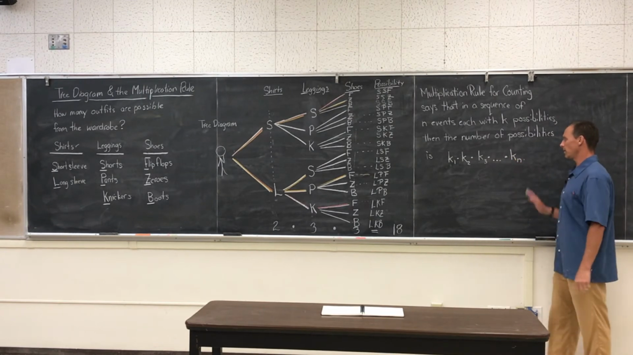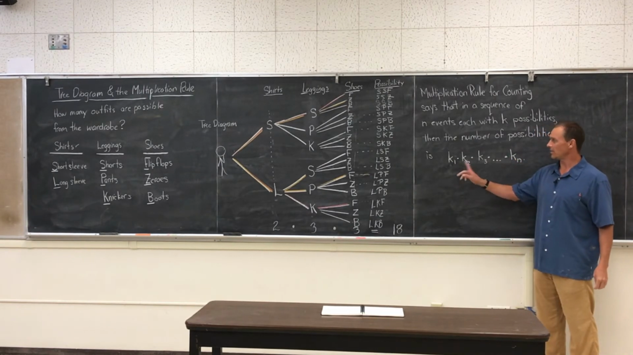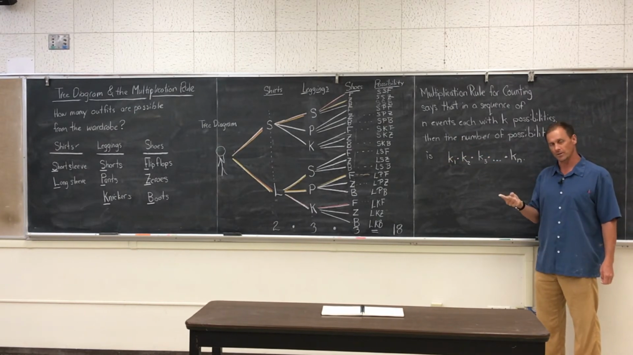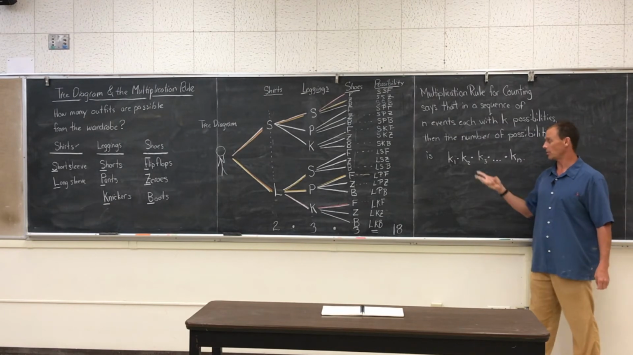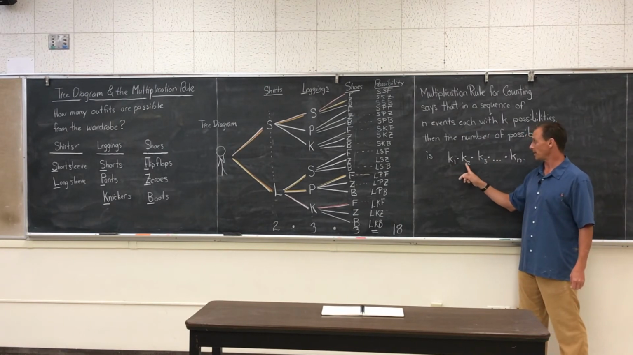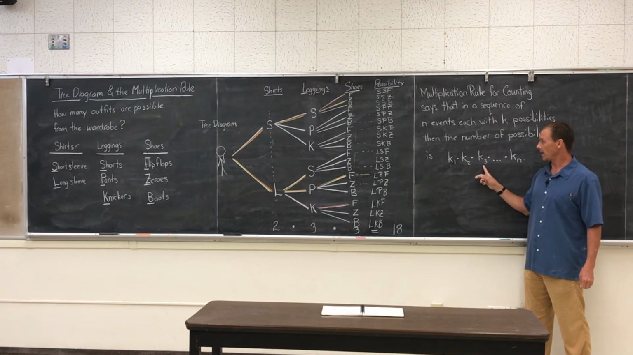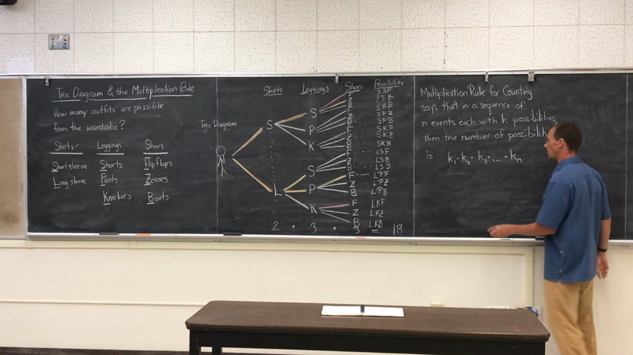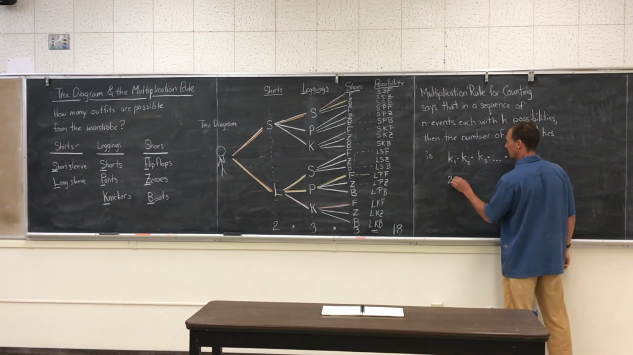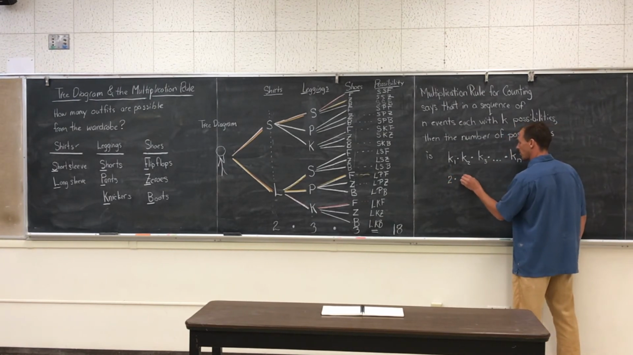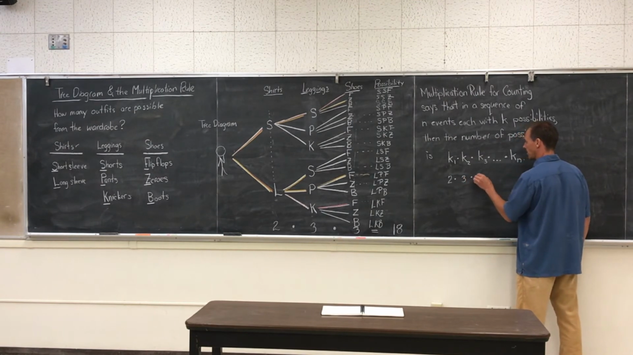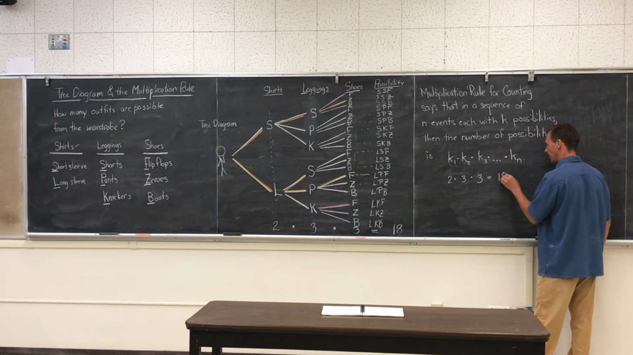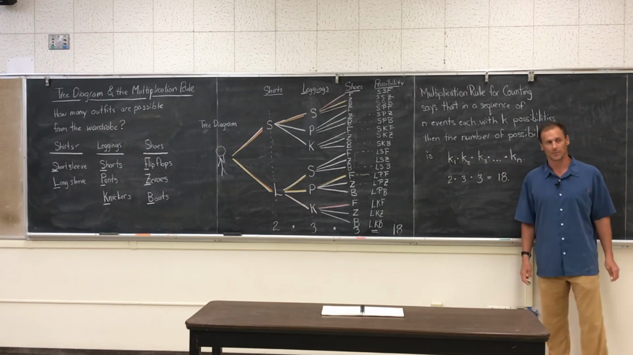Okay. Now, we've actually seen this. In this case, we had 3 different events: the shirt, the legging, and the shoes. So in our example, we had a k1, a k2, and a k3. And the number of possibilities for k1 is 2. So our example was 2 shirts. There were 3 leggings, and there were 3 different pieces of footwear. That's how we apply the multiplication rule.